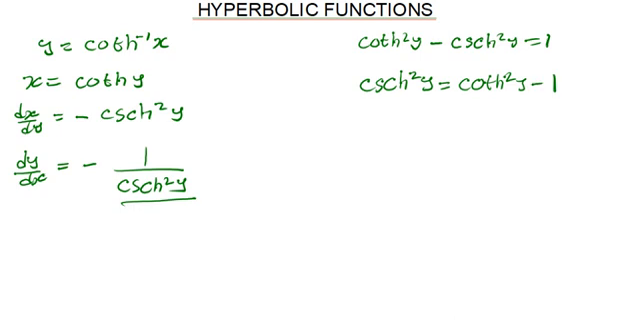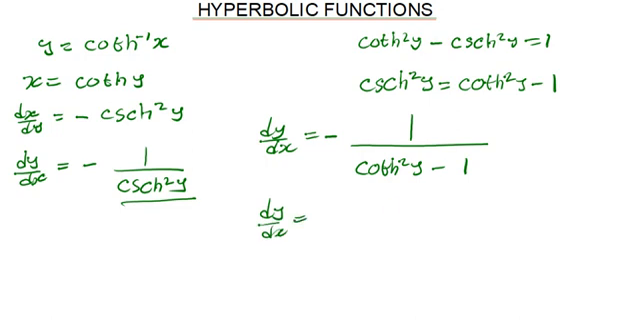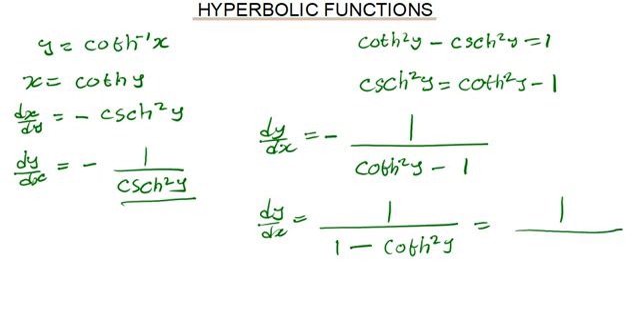So writing the dy dx expression, dy dx will be equal to minus 1 over hyperbolic cotangent squared of y minus 1. And here you can do something with the negative, meaning dy dx will be equal to 1 over 1 minus hyperbolic cotangent squared of y. Remember that our hyperbolic cotangent of y is equal to x, so this is 1 over 1 minus x squared, like that.